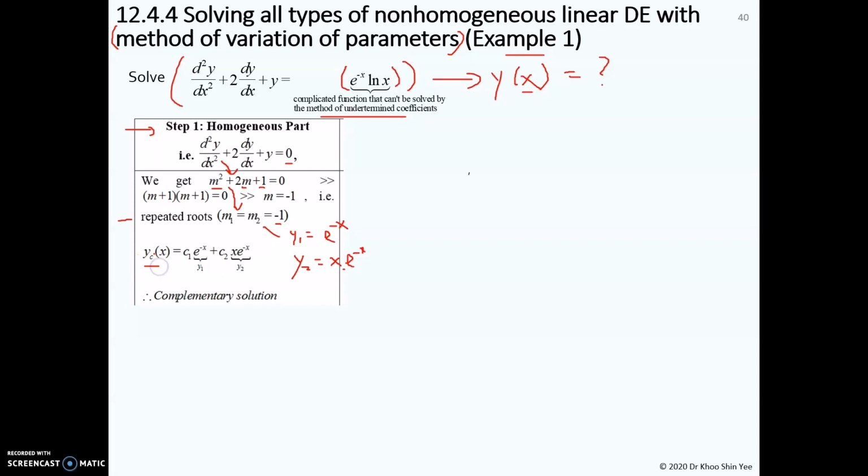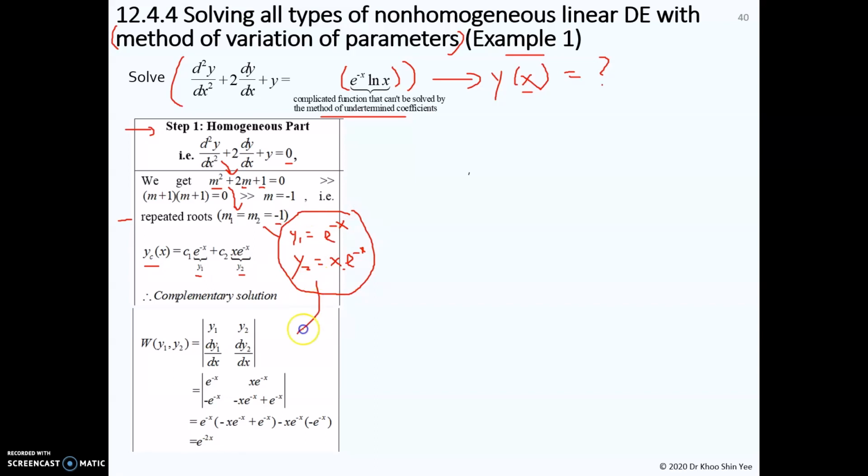Then you can find the complementary solution equal to the constant c1 multiplied with y1 plus constant c2 multiplied with y2. From the y1 and y2, we can use it to find the Wronskian. Substitute the y1 equal to e^(-x) inside, and then you differentiate it to obtain this answer. Continue to substitute the y2 inside and differentiate it, and you obtain this answer. Then you continue to compute the determinant by multiplying this to obtain this component, minus the multiplication between these two components.